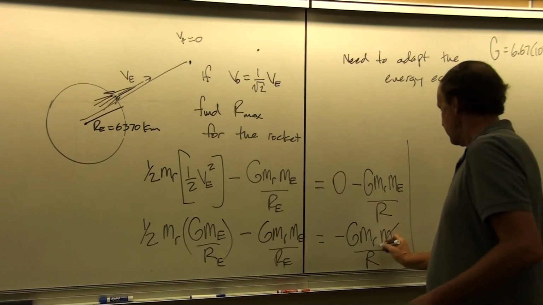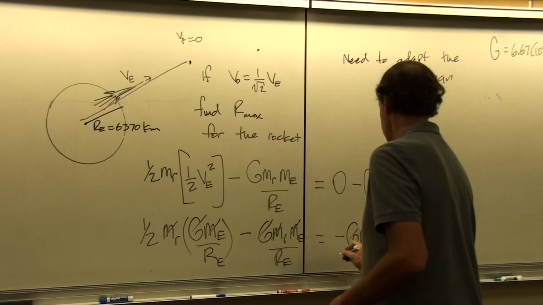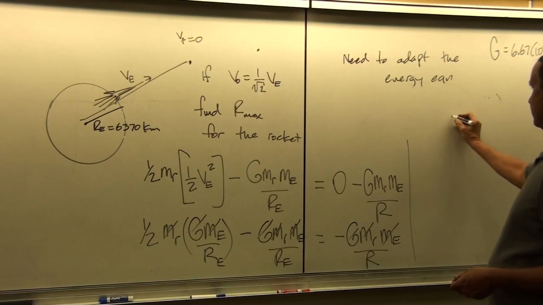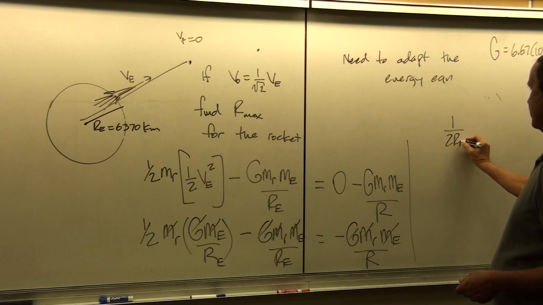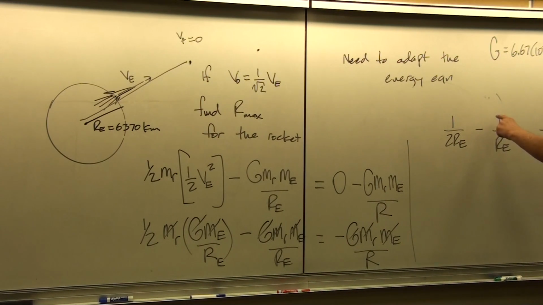So when I cancel all of these out, what I end up getting is 1 over 2 R_E minus 1 over R_E is equal to minus 1 over R. Or this is like minus 2 over 2 R_E. So this is minus 1 over 2 R_E equals minus 1 over R, or R equals 2 R_E.